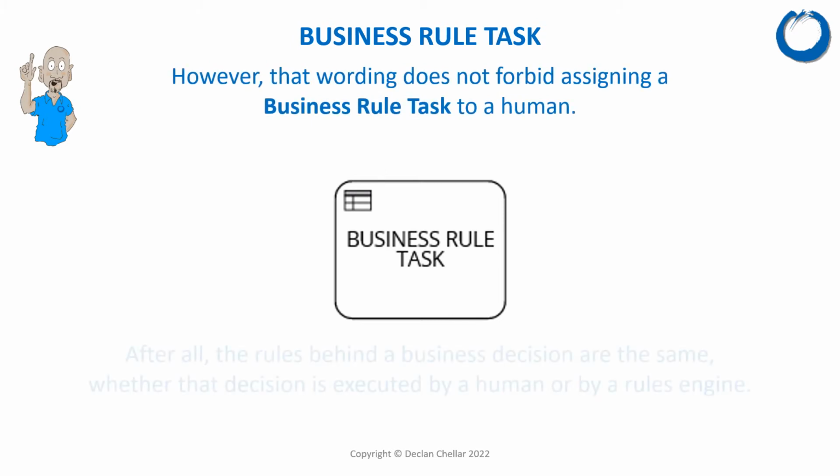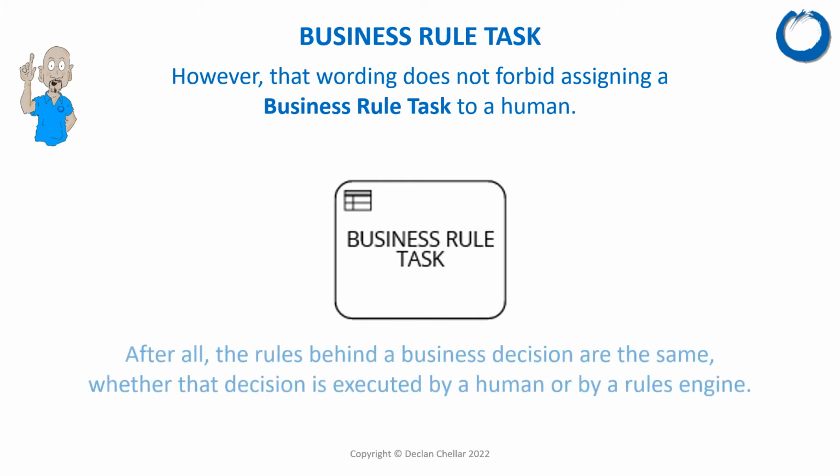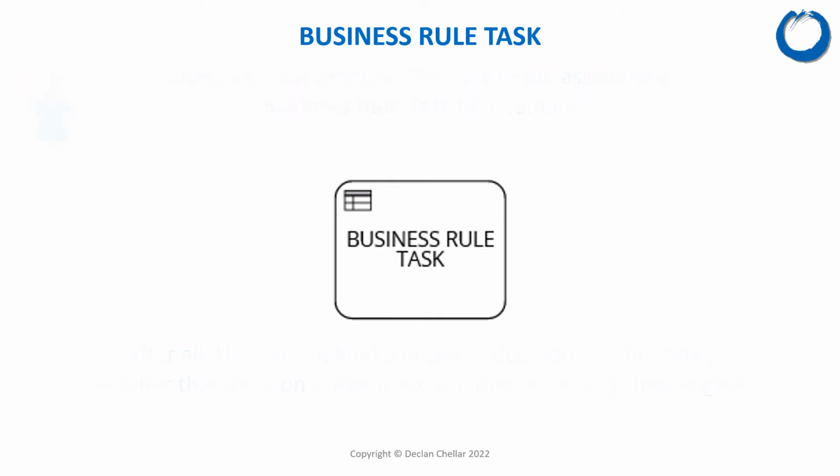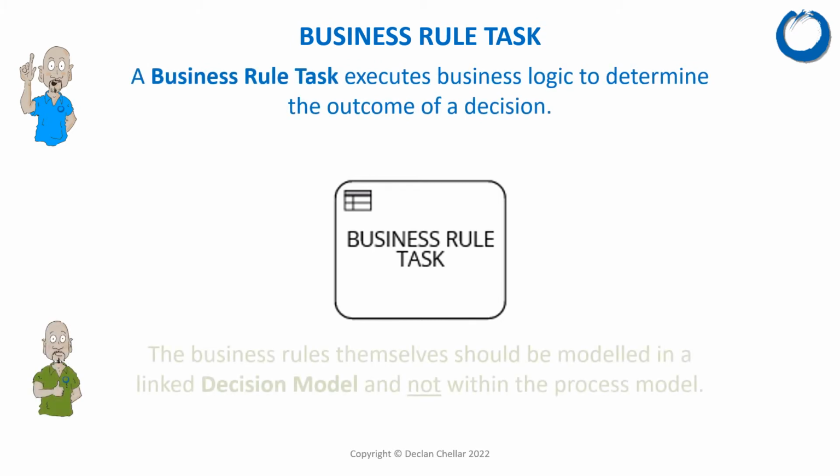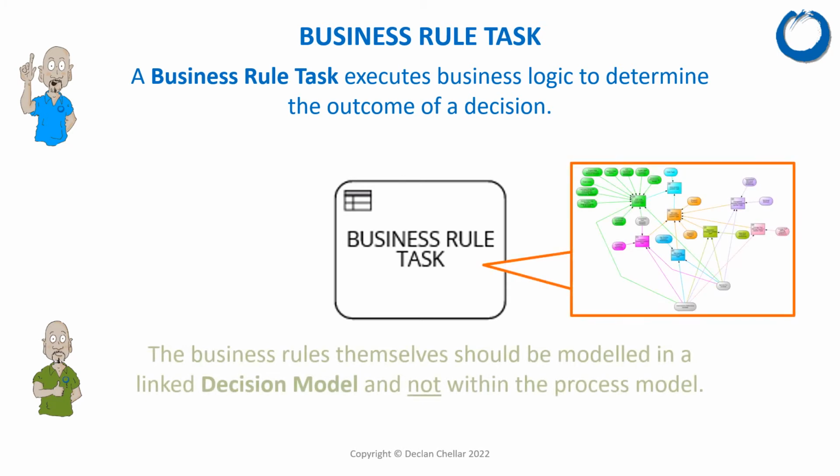After all, the rules behind a business decision are the same whether that decision is executed by a human or by a rules engine. A business rule task executes business logic to determine the outcome of a decision. The business rules themselves should be modeled in a linked decision model and not within the process model.